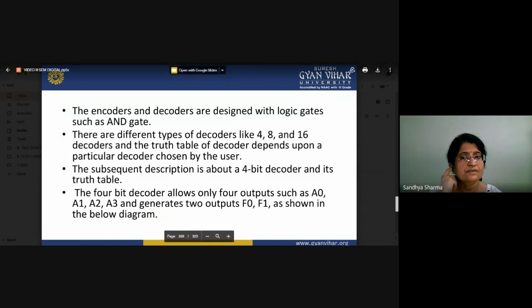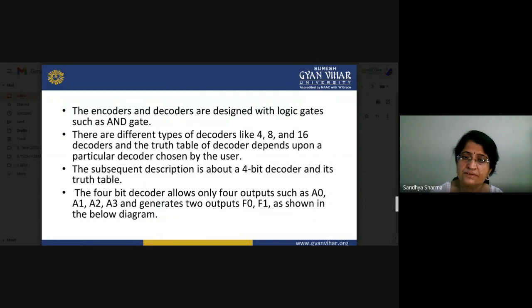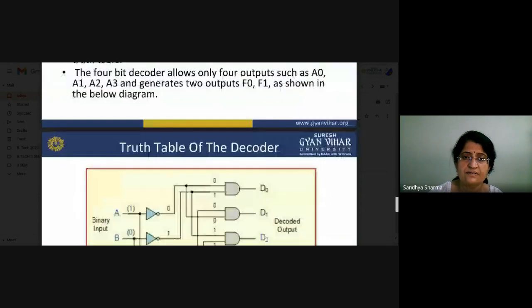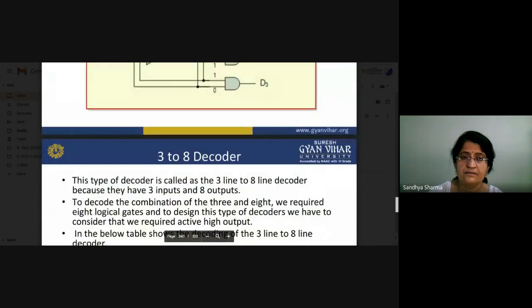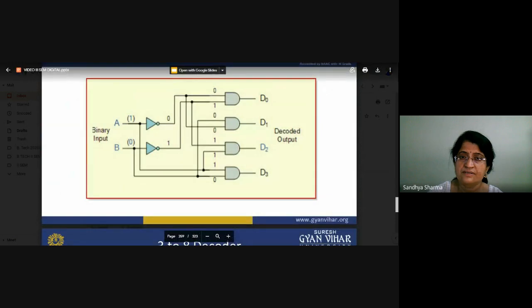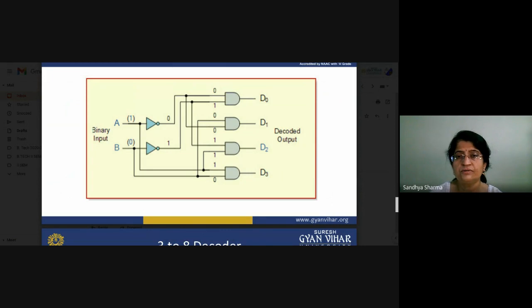The subsequent description is about a 4-bit decoder in our table. So we can see here this diagram: D0, D1, D2, D3. These are the decoded outputs. The binary input signal, as you have seen in this diagram, after inversion makes different combinations: 0 0, 0 1, 1 0, 1 1. According to that, we can give you this logic diagram by giving the input signals.